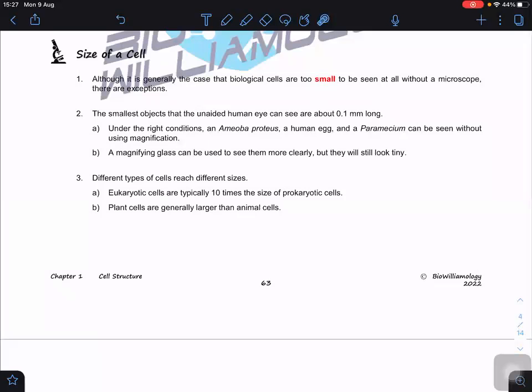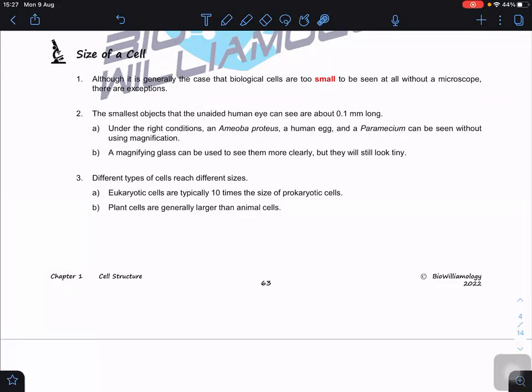So when we talk about cells, the size will be very, very small. That's why we have to view them using the microscope. They are very, very small. The smallest object that the unaided human eye can see is roughly about 0.1 millimeter long. Are you clear? At 0.1 millimeter, you still will be able to see it as a dot, for example.